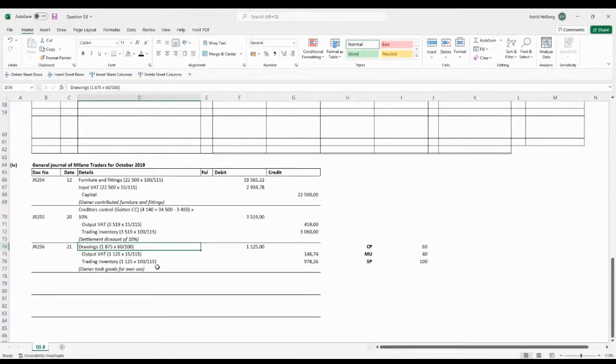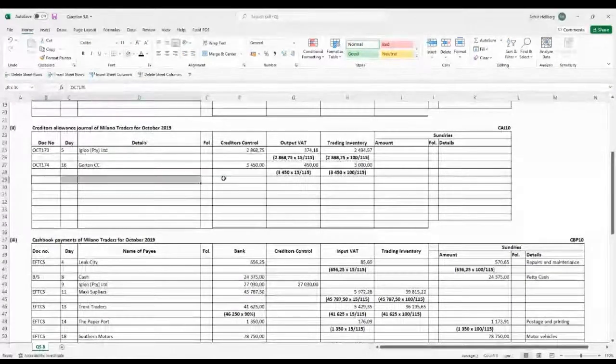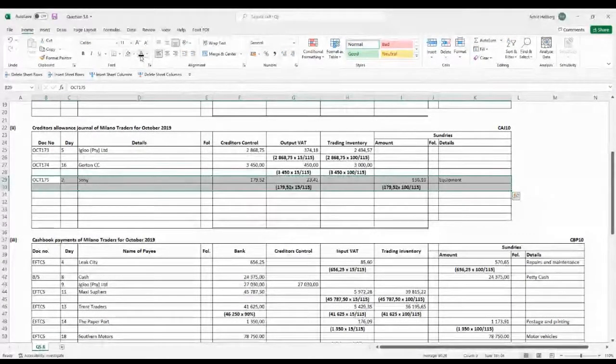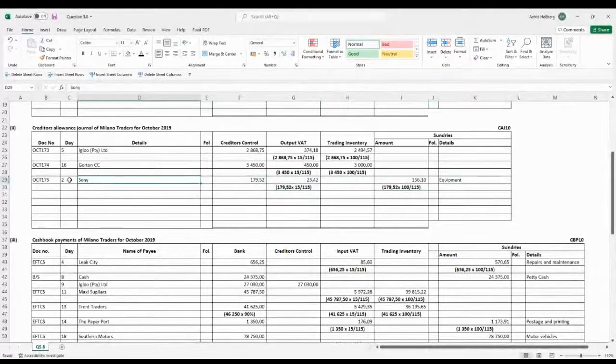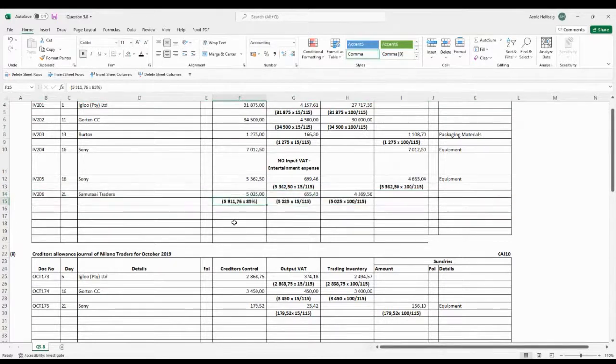Then on the 21st, we have a rebate was granted on the laptop that was purchased. So the rebate would go to your credit allowance journal, and the VAT would be accounted for as per normal. And then also on the 21st, the trading inventory of 5,911 Rand and 76 less 15% trade discount was purchased. So you have to take off the 15% trade discount. So it's 85%, and then you apply the VAT the same.